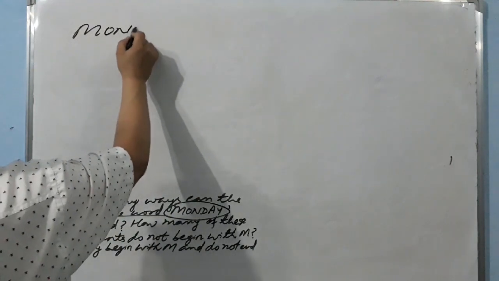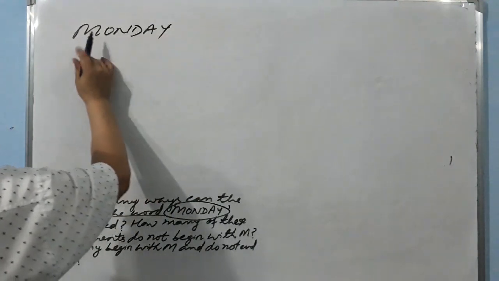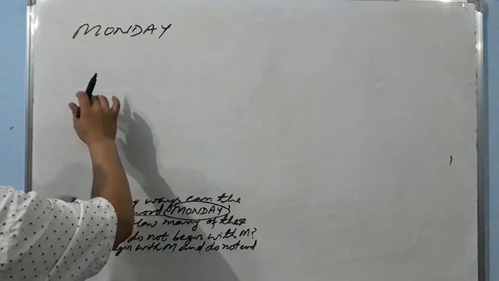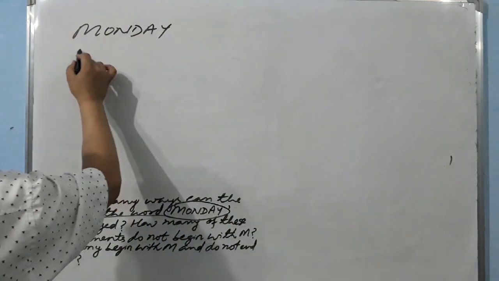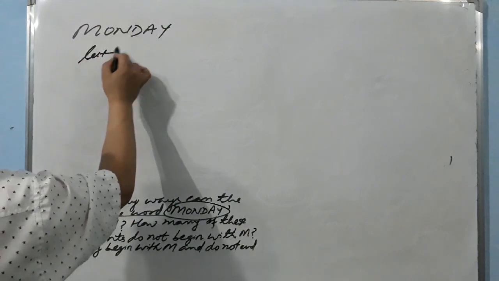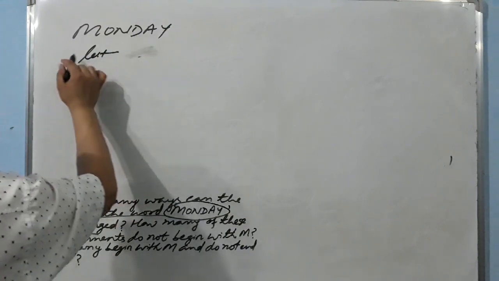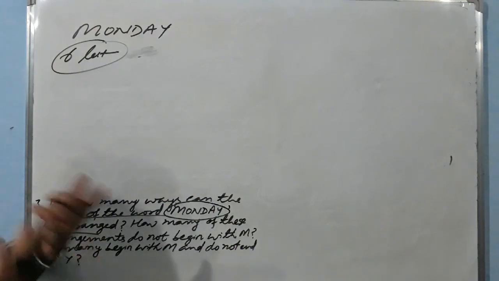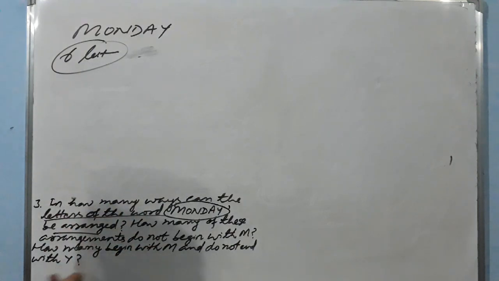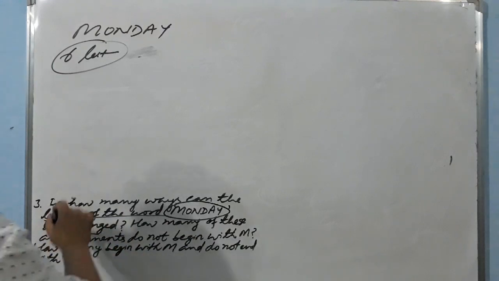So simple, Monday. Let's see how many letters. All are different: M, 1, 2, 3, 4, 5, 6. So how many letters are there? We have 6 letters. So 6 letters can be arranged in 6 factorial ways, right? Because they are taken all at a time, you can say like this.